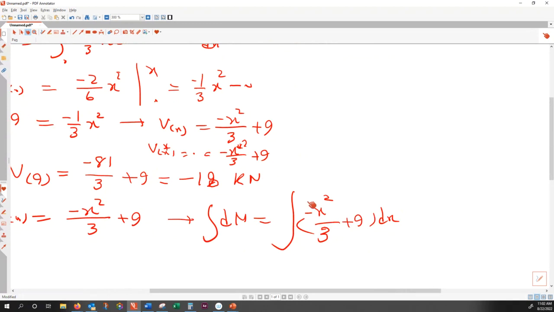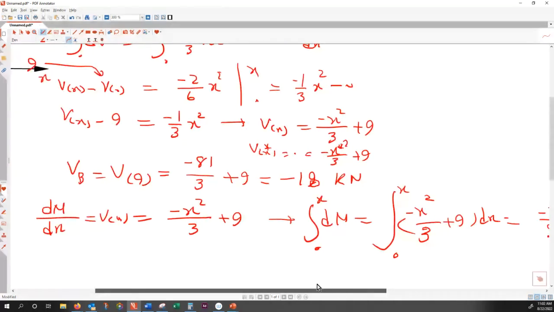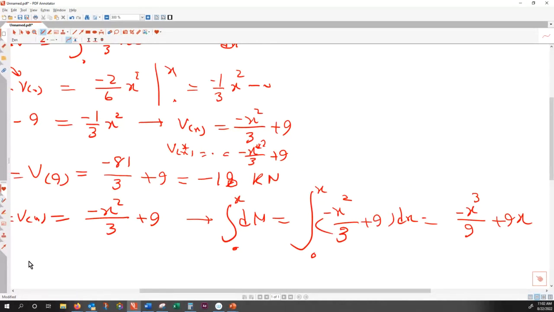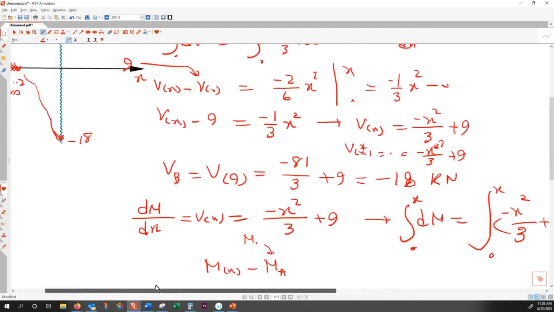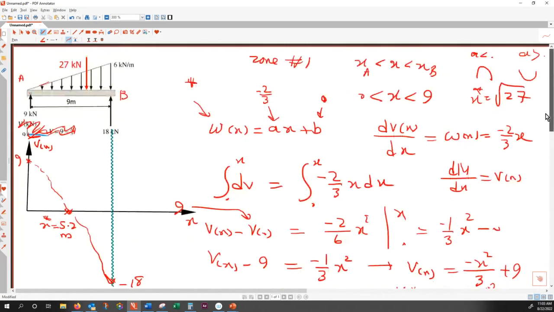and that should be simple because the bounds of the integral are between 0 to x. And this one is minus x cubed divided by 9 plus 9x. And what about the left hand side? The left hand side is m of x minus m of a, or m of 0. So what is m of 0? Who can tell me what is m of 0, m of a?